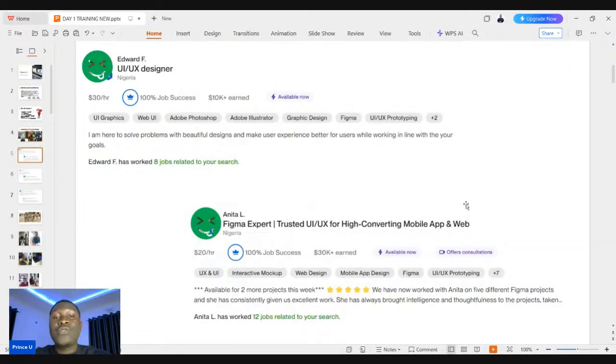So I need you to also know that I'm not the only one that UI design is working for. There are a lot of Nigerians out there doing this role or this skill full time, and they are earning a lot for themselves, right? So this is Edward. Edward is a Nigerian. I had to cover their face, probably you know them or something, so I don't want issues. That's why I had to cover this person's face. So Edward has earned $10,000 as at the time I took this screenshot as a UI/UX designer.